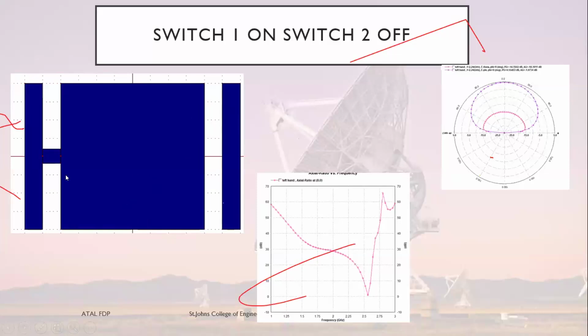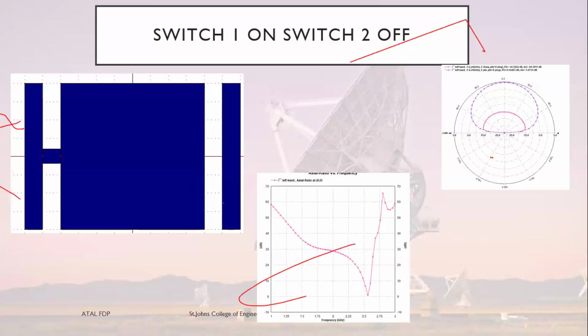So the path in which the current flows on the left hand side from the center is different from the path in which the current flows on the right hand side. So that is the condition which is required to get CP. So now look at this one. I am getting 0 decibels. The axial ratio is 0 decibels. So it is providing circular polarization.